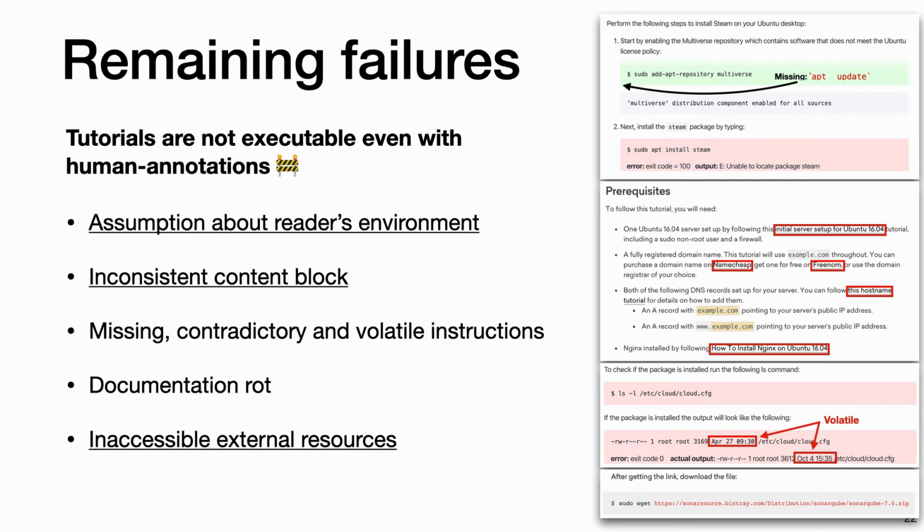So next, we started inspecting these execution results from Docable to better understand what are the barriers that prevented us from executing these tutorials successfully. In summary, we found 4 types of barriers, and in this presentation, I'm going to focus on 3 of them because of time. But I would be happy to discuss the rest of them in our discussion session, or you can check out our paper. So these barriers are assumptions about reader's environment, inconsistency in content blocks, missing, contradictory, and volatile instructions, documentation rot, and inaccessible external resources.